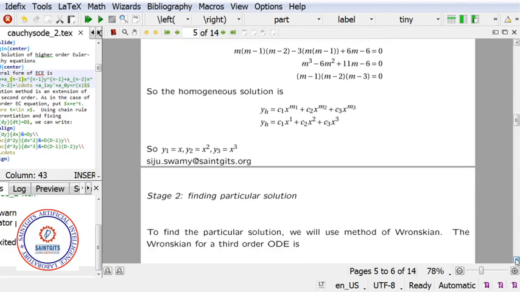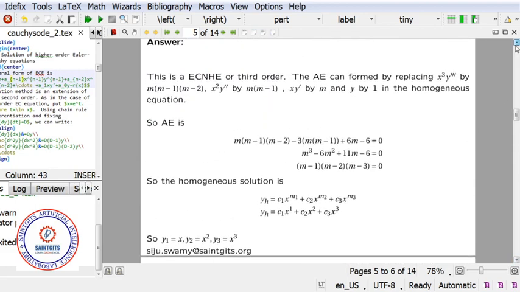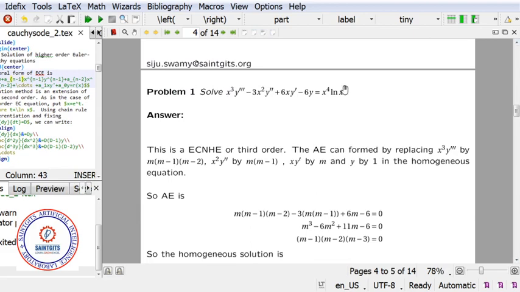Next stage, we are going to find out the particular solution. But look into the right side. The right side of this differential equation contains more than one term in product, x raised to 4 into ln of x. And moreover, ln of x is not a familiar function for us. And so it is better to use variation of parameter or the Wronskian method to find a particular solution.